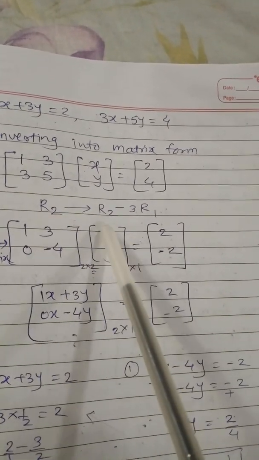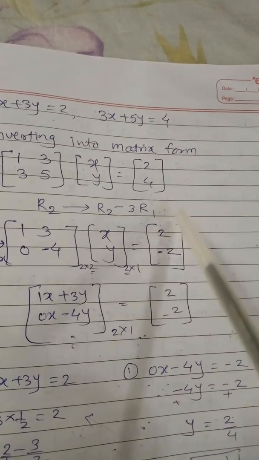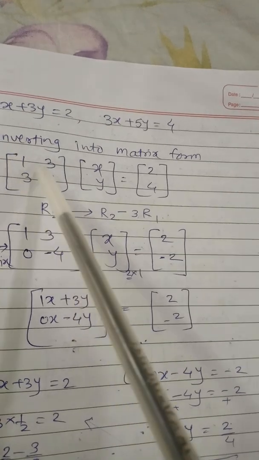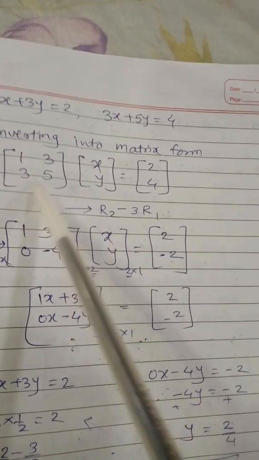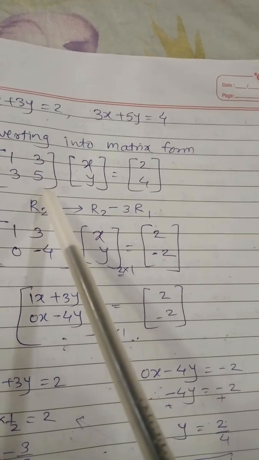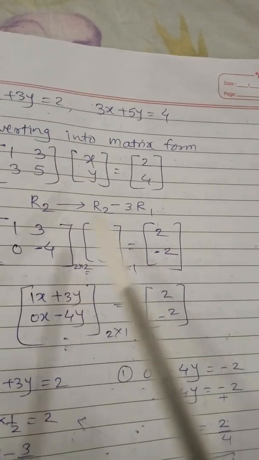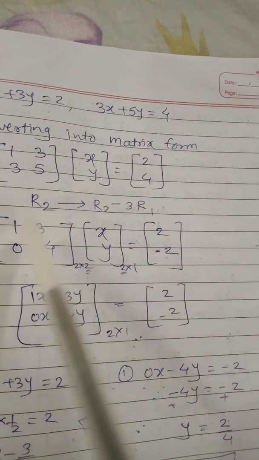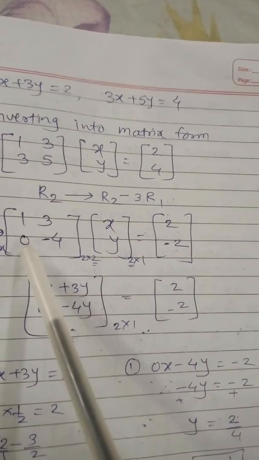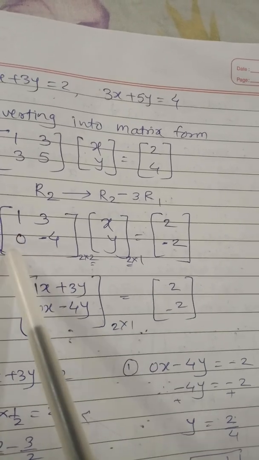Now our first operation is R2 minus 3 R1. Thrice of R1 we have to subtract from R2. If we take thrice of 1, that is 3, then 3 minus 3 we get 0. Again 3 threes are 9, so 5 minus 9 we get -4. We just have to make changes like this in A as well as in B. And so finally we get 0 here. So we get the upper triangular matrix.